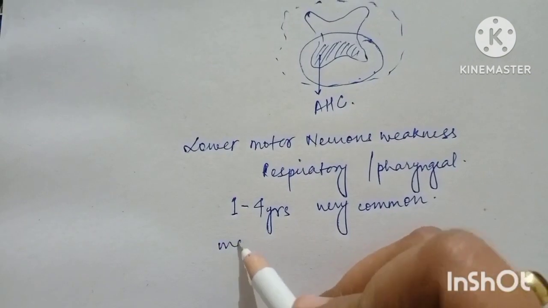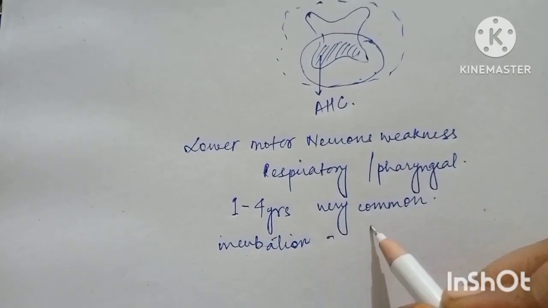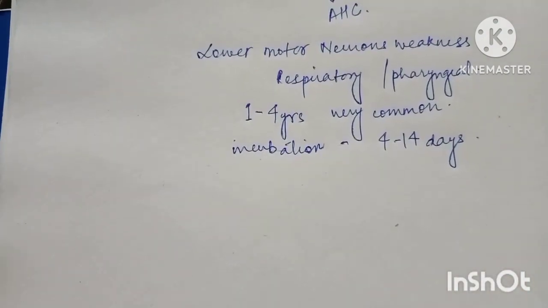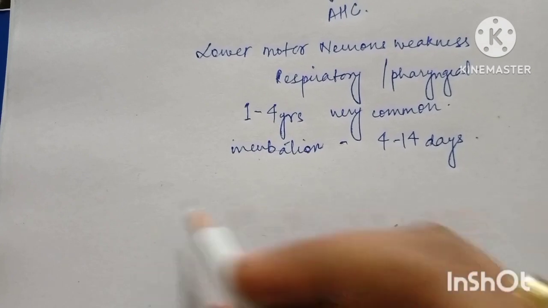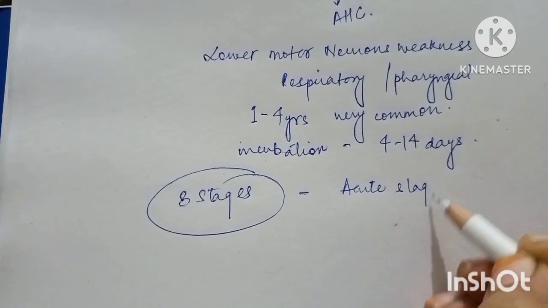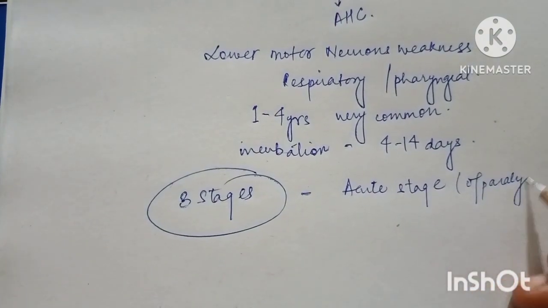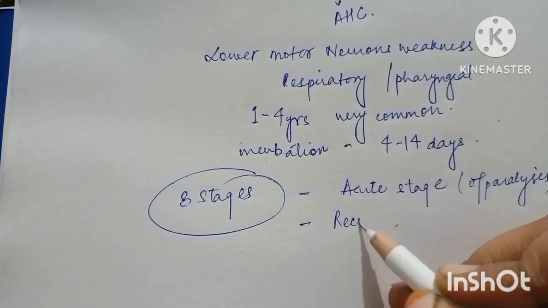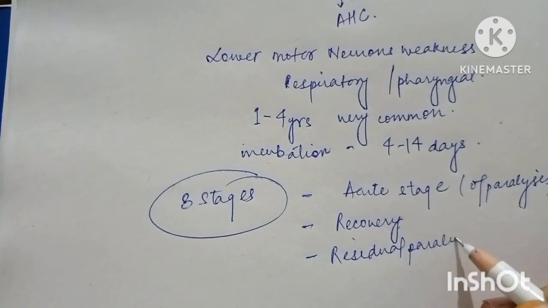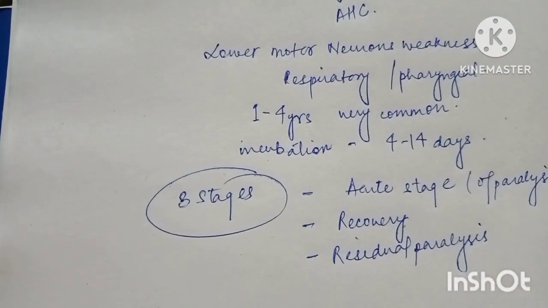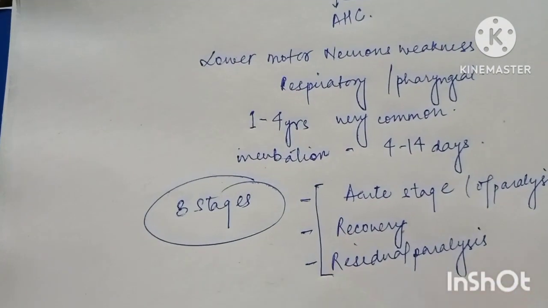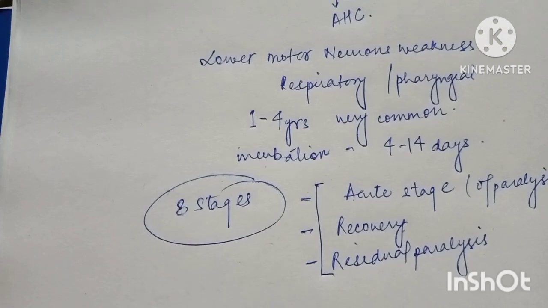The incubation period is 4 to 14 days. Now let's come to the stages. Poliomyelitis has 3 stages. One is the acute stage of paralysis, second is the recovery stage, and third is residual paralysis. So when we talk about the treatment or the rehab process, that comes according to the following stages.